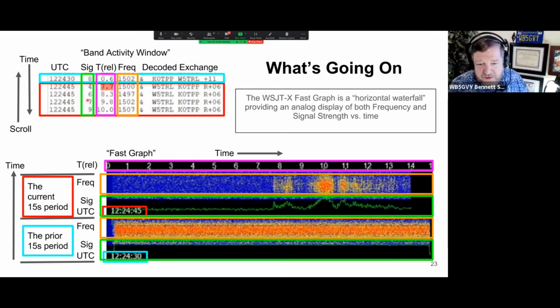But every time the signal strength bumps up, it will display the greater decoded signal strength. So we can see that initially there was a signal strength of 4, there was a subsequent decode that was 6 dB, another subsequent decode at 7, another at 9. And that's why there are 4 lines there.